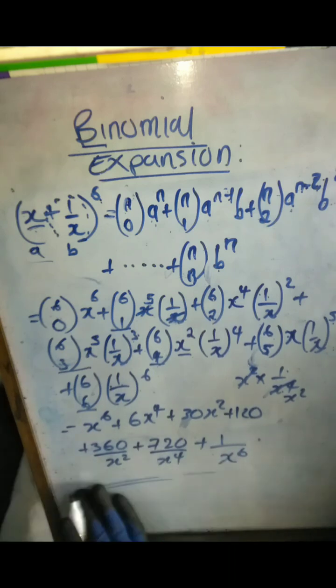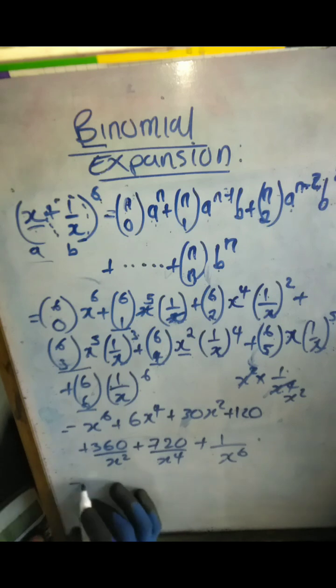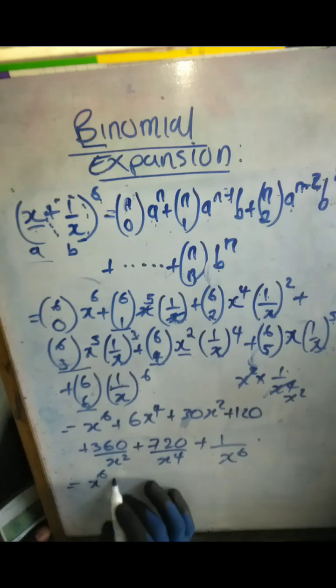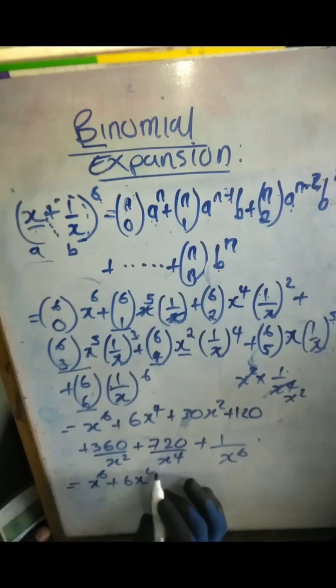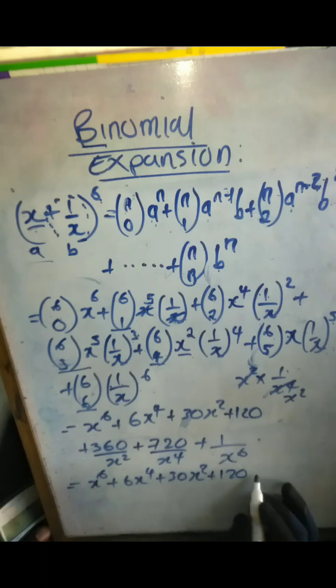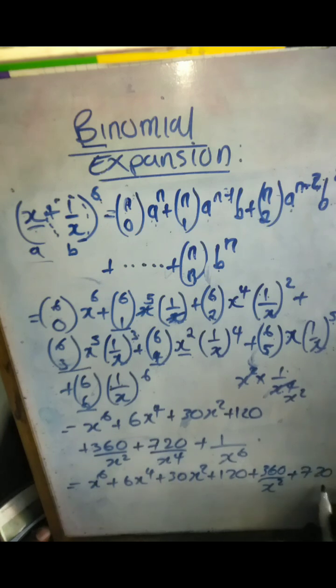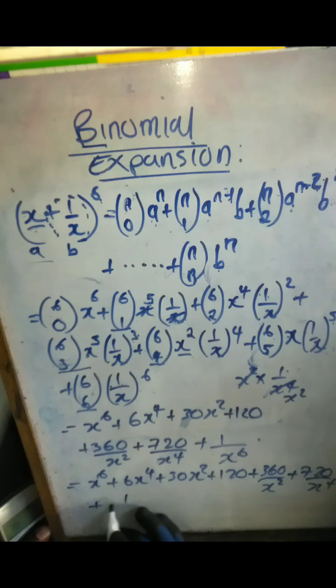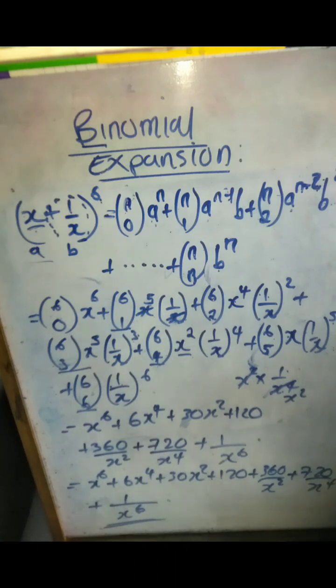So that's the expansion. We can now say this is equal to x to the power 6 plus 6x to the power 4 plus 30x squared plus 120 plus 360 over x squared plus 720 over x to the power 4 plus the last term, 1 over x to the power 6. So this is the expansion. So that's how you expand using the binomial theorem.